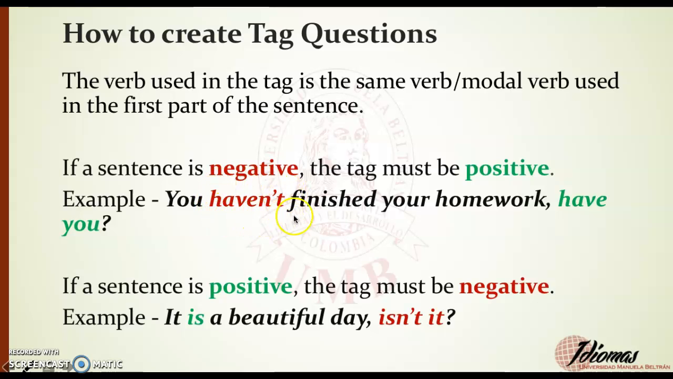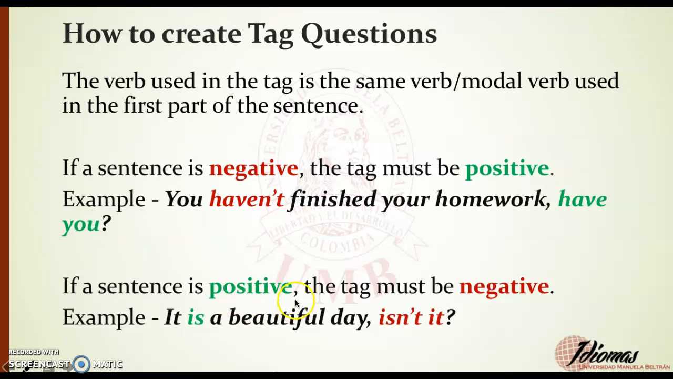So, as this sentence is negative, the tag question needs to be affirmative, right? You remember that the grammar structure of this is present perfect. The auxiliary is have, or haven't if it is negative. So for this reason, we have. Okay. So now let's see what happens when it is positive or affirmative.